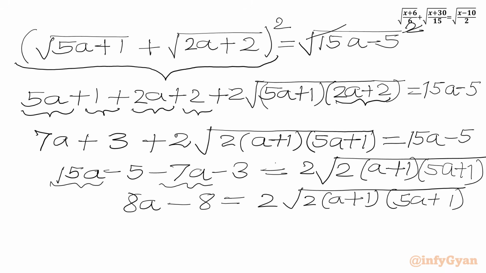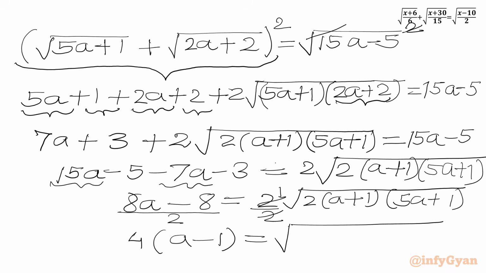Now we can divide our equation by 2 on both sides. So we will write here divided by 2. 2 over 2 will give us 1. 8a over 2 is 4a. 8 over 2 is 4. We will take 4 common. So in the bracket we can write a minus 1 equal to square root of 2 times a plus 1 times 5a plus 1.